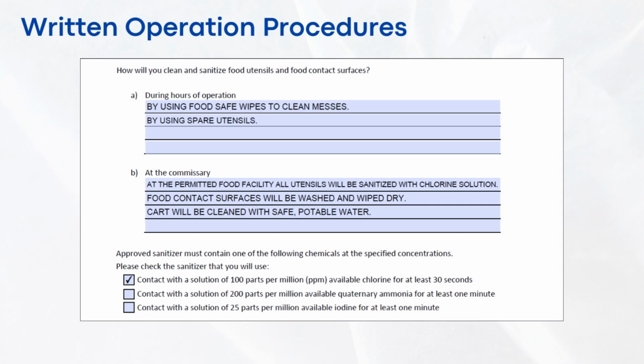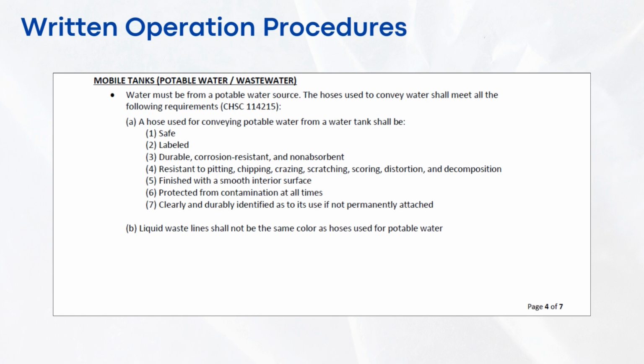Next, how will you clean and sanitize food utensils and food contact surfaces? A. During hours of operation, and B. At the commissary. Then, you will check the sanitizer that you will use from the 3 options listed. Please review the mobile tank's potable water, wastewater procedures. And that will conclude page 4.